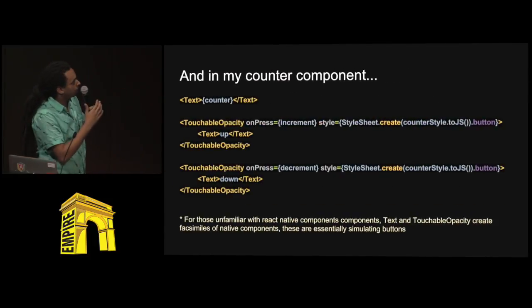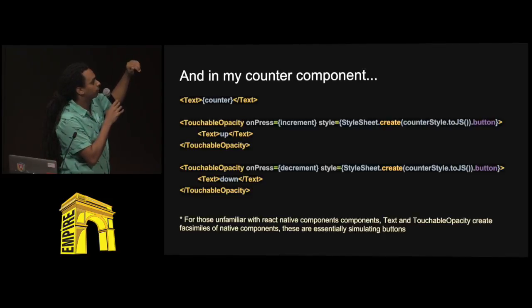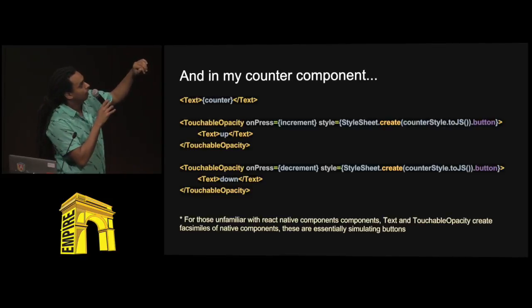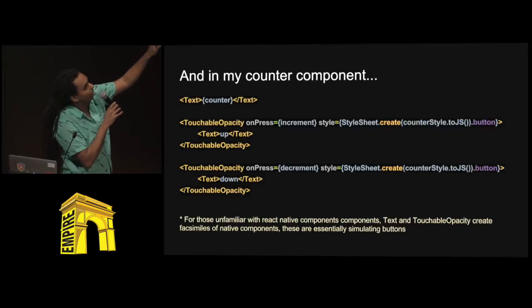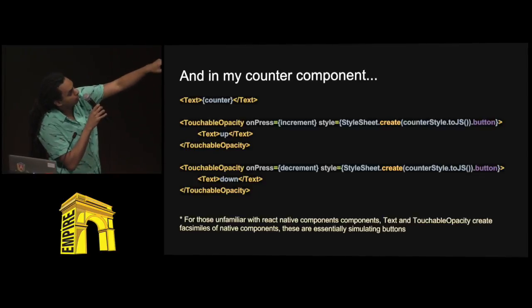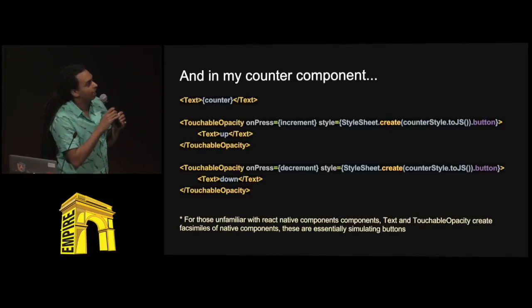So my actual view looks like this now. Again, very terrifying if people aren't familiar with, especially React Native. These are facsimiles for essentially buttons. You have text, touchable opacity for buttons, and text inside those buttons. And what you see here is on my onPress for the one button, I have an increment, and onPress for the other button, I have a decrement.